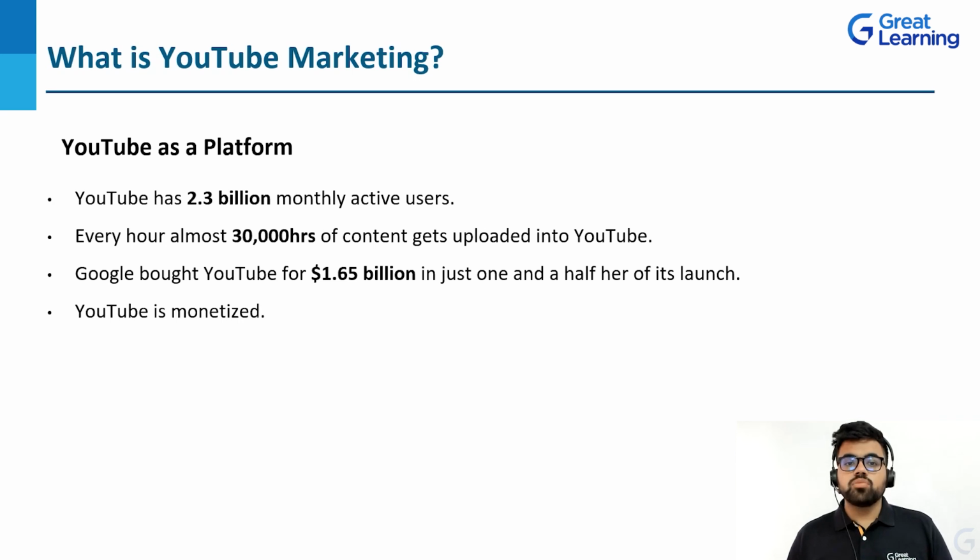Second, every hour almost 30,000 hours of content gets uploaded on YouTube. Now just imagine how much content is there on YouTube. In order to be the best on YouTube, you need to have certain strategies that we will be talking about in the next modules. You need to know how to make a YouTube video. All these things will be told to you in the coming videos. But for now, just imagine the scale at which YouTube is growing. People are posting 30,000 hours of content, which is a very big number.